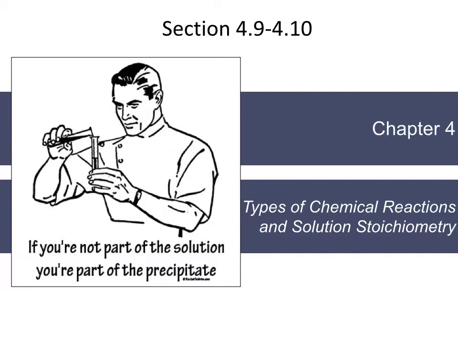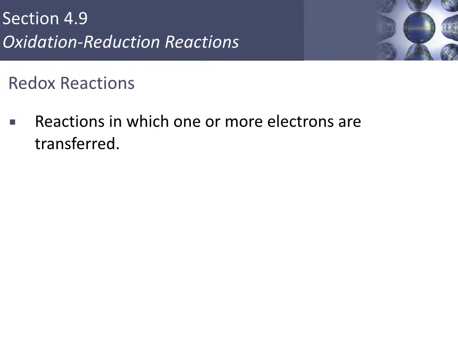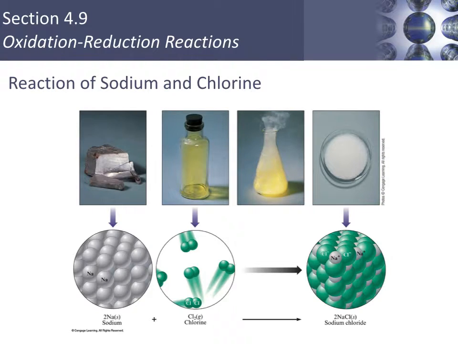Section 4.9 and 4.10 in Chapter 4 have to do with oxidation-reduction reactions. An oxidation-reduction reaction can also be called a redox reaction, and these are reactions where electrons are transferred. For example, you could have the reaction of sodium and chlorine. Solid sodium plus gaseous chlorine produces a vigorous reaction that in the end will give us solid sodium chloride.